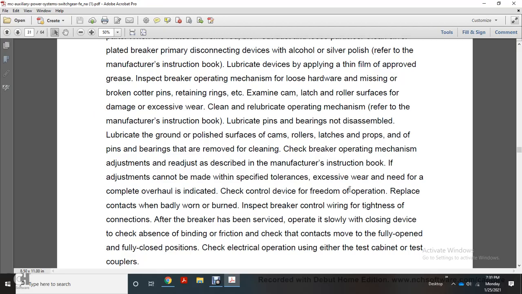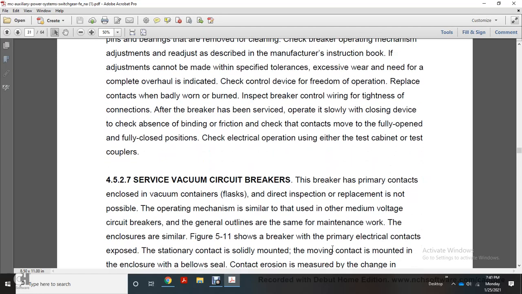Check the control device for freedom of operation. Replace contacts that are badly worn or burned. Inspect the breaker control wiring for tightness of connections. After the breaker has been serviced and operated slowly with the closing device, check for the absence of binding or friction. Check that the contacts move to the fully open and fully closed positions. Check electrical operation using either a test cabinet or test couplers.